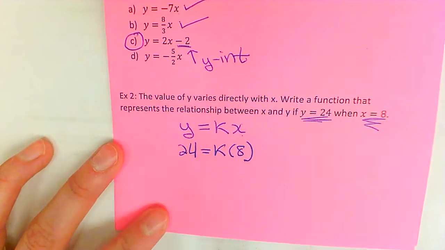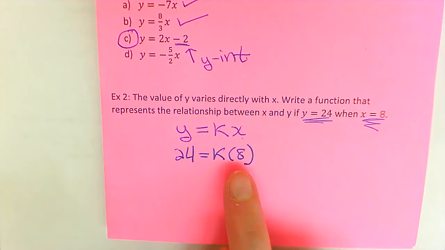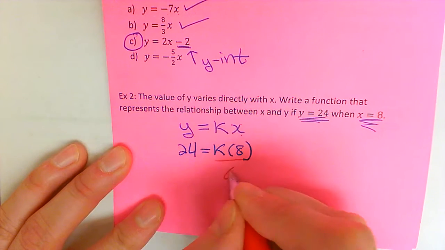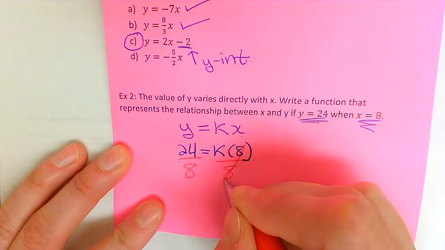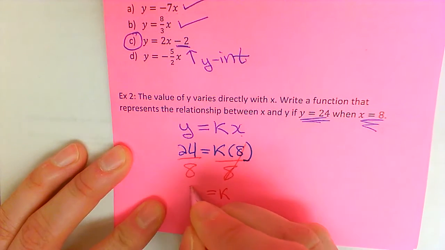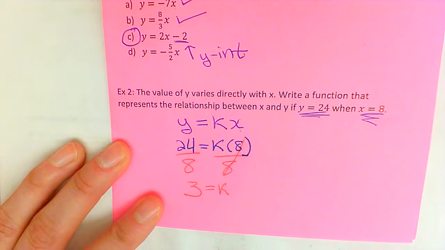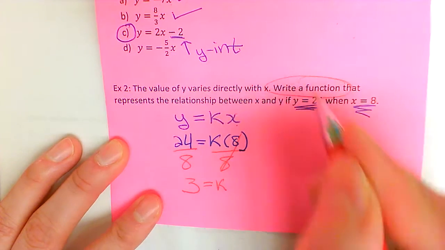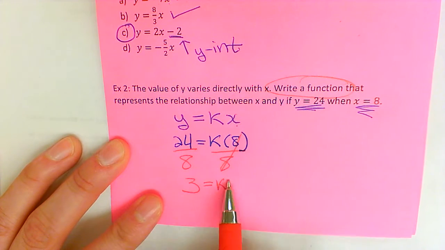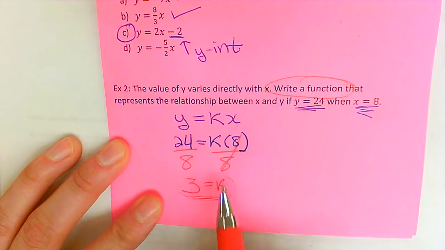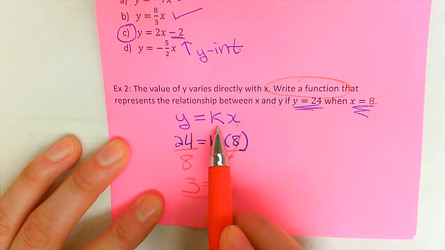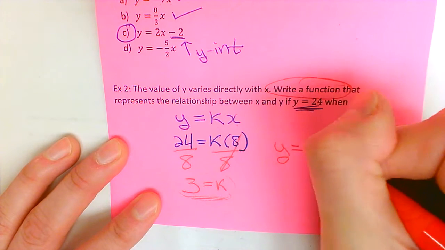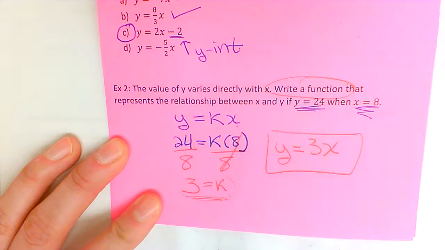Now to finish getting k by itself right here, k and 8, there's nothing in between them, so they're being multiplied together. That means I'm going to divide both sides by 8. So I have k is equal to 3. 24 divided by 8 gave me 3. So they actually want us to write a function, so we're going to go back and take our answer, which was 3, and plug it back into that original equation. You're going to leave x and y alone. So it would be y = 3x.